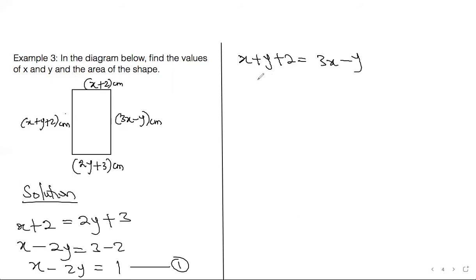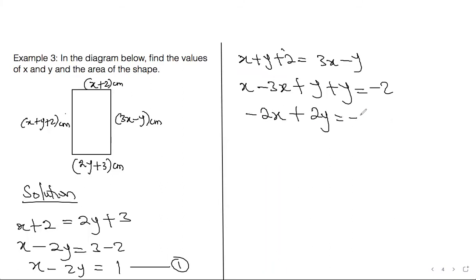Then we have x minus 3x, and y plus y. If I move this plus 2 to the other side, then, oh, sorry, this should be 3x. This x, this 3x here. So x minus 3x will be minus 2x. This is plus 2y equals minus 2. This is another equation. Then I can solve the two equations simultaneously, equation 1 and 2.